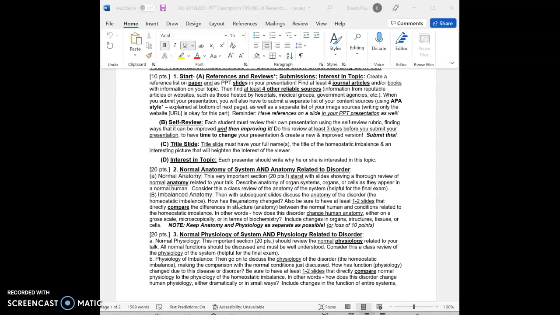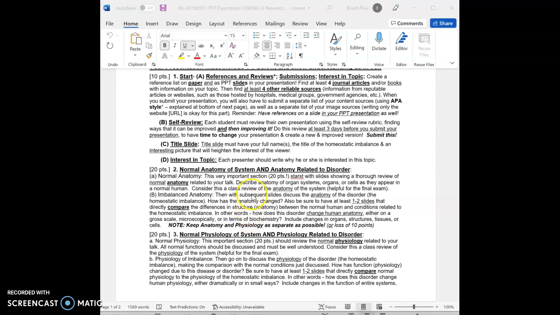So you start out by talking about the normal anatomy of the system. So if you're doing reproductive system, you talk about the normal anatomy, especially the anatomy related to what you're going to be talking about. So what that means, if you're doing something in the female reproductive tract, you would want to go through the entire female reproductive tract in detail, the anatomy, what are the structures.